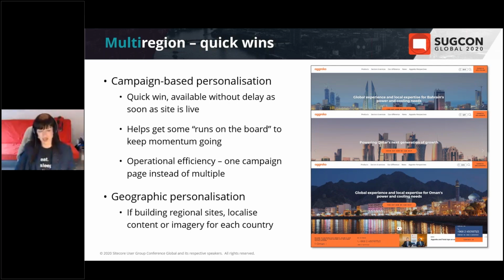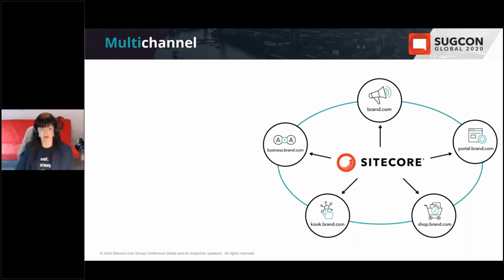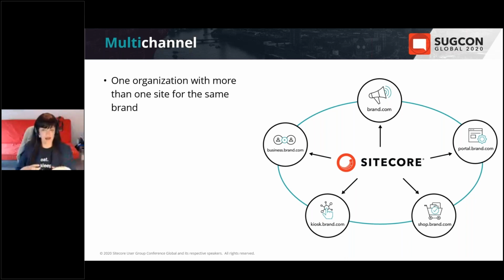Right, so multi-channel. Let's look at multi-channel. This is probably, as I said, one of the most common configurations that I see. I was actually working on one of these this morning. This is one organization with more than one site for the same brand. So you may have the brand site and then something like the portal or mybrand.com. You might have a shop, you may even be running things like kiosks, and you may even have another site which is for a completely different customer segment.